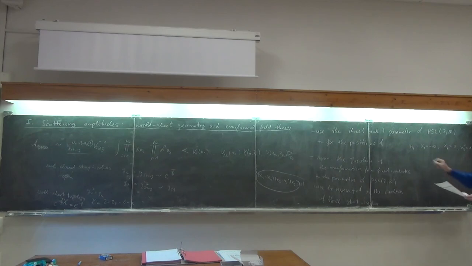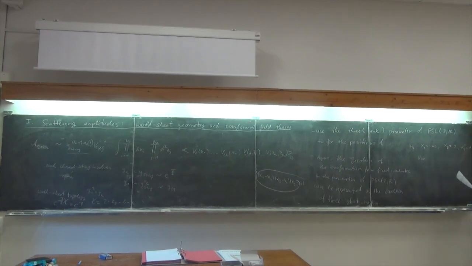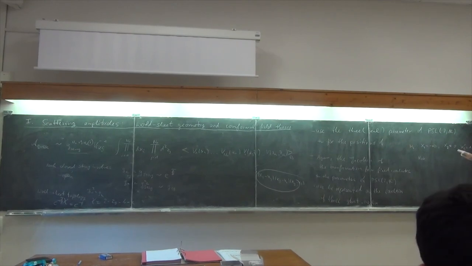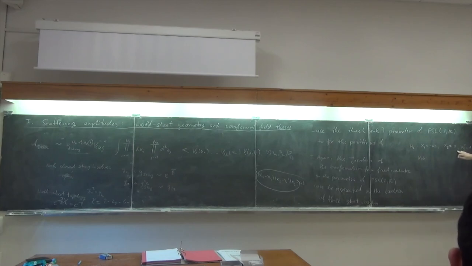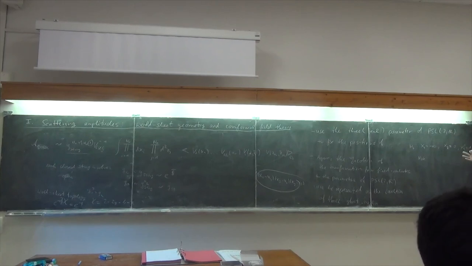So this is the note: when you apply this PSL2R transformation to fix three vertex operator positions, this will put you to this choice. However, then you have cyclic symmetry, and the PSL2R transformation does not preserve this; it sticks to a certain cyclic ordering.